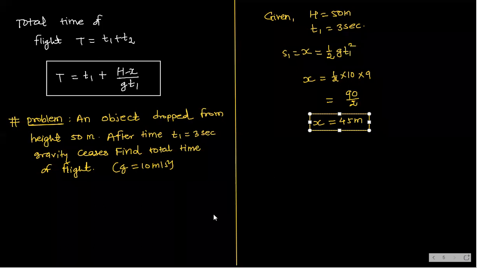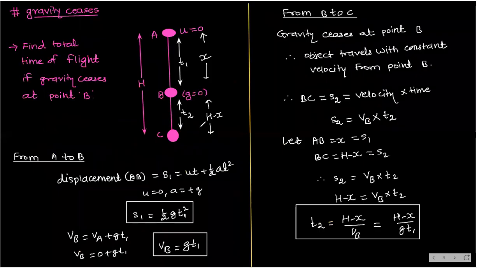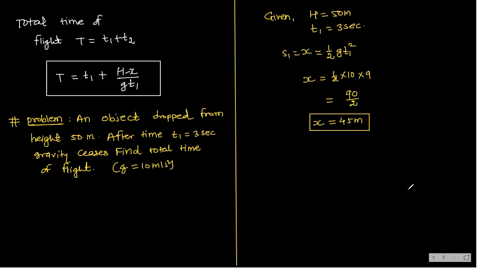Now what we have to find? We have to find velocity first of all. At this point, VB is equal to what is the formula? G into T1. So let's use this formula. VB is equal to G into T1, so this is equal to 10 into 3. 30 meter per second. Okay.